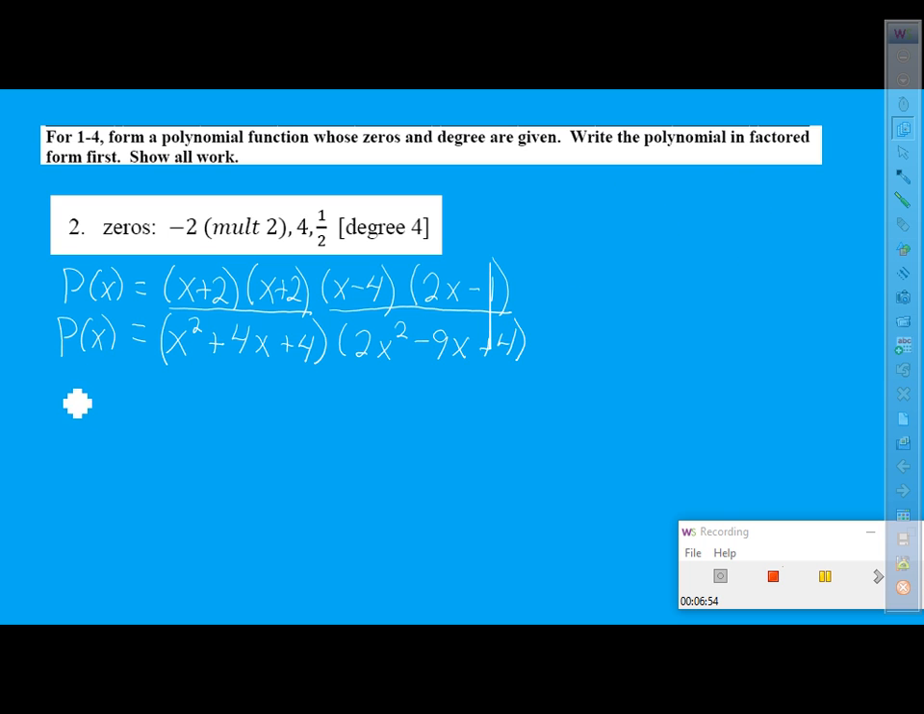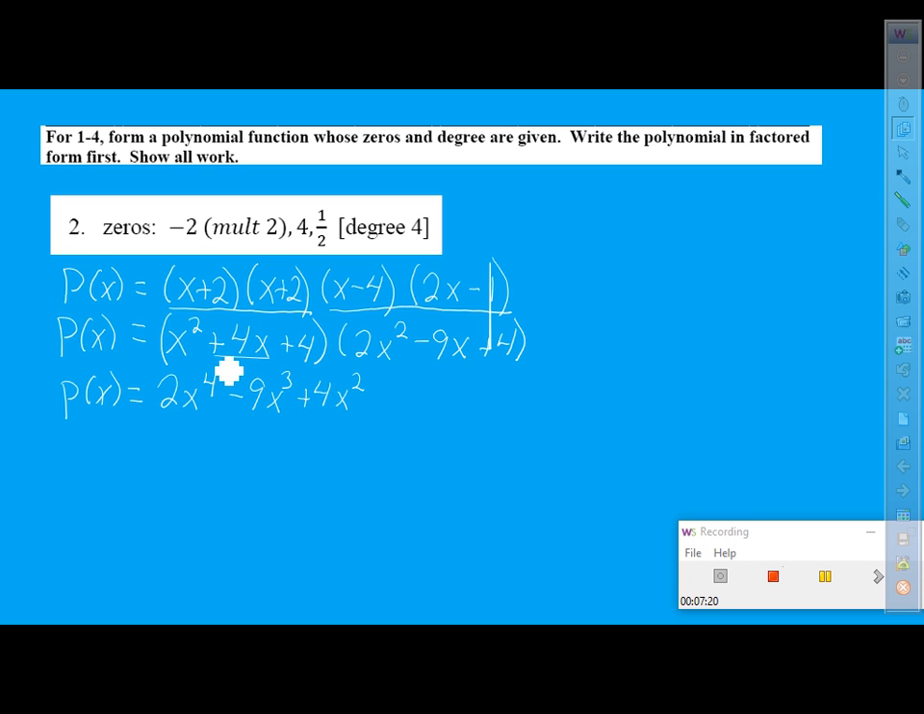Now, once again, a lot of different ways to multiply. I'm going to take this x squared times everything in here. So x squared times 2x squared is 2x to the 4th. X squared times negative 9x is negative 9x to the 3rd. X squared times positive 4 is positive 4x squared.